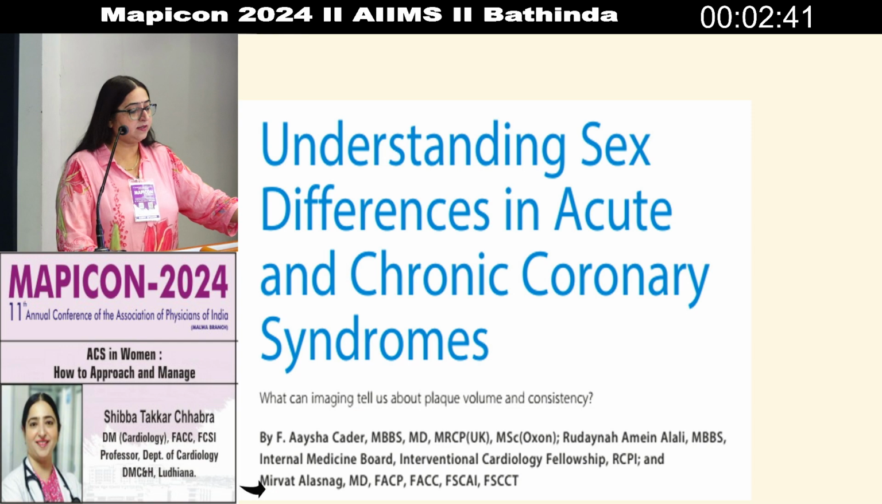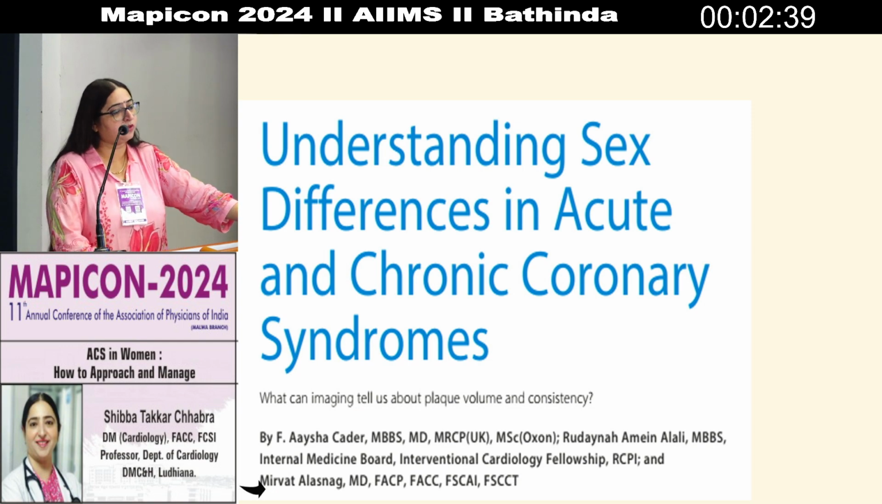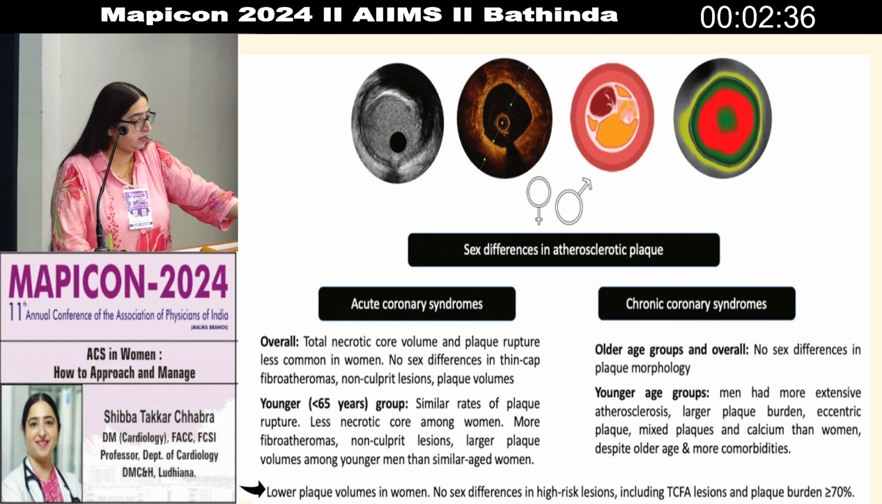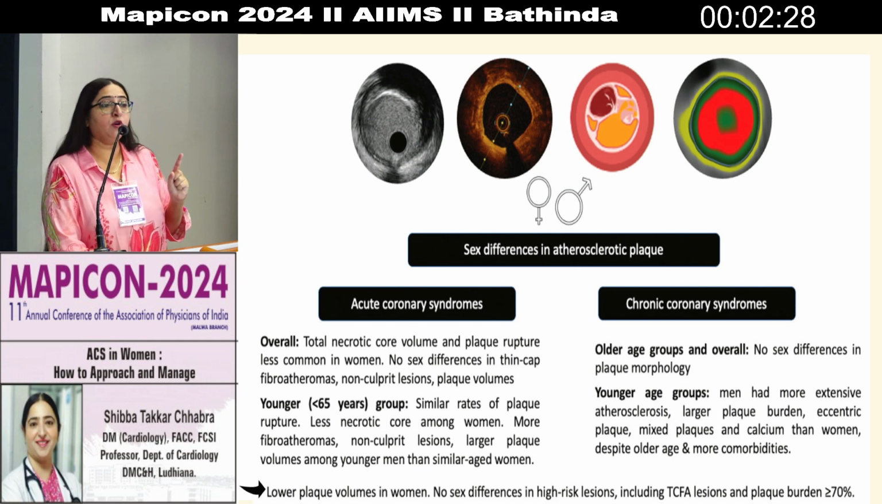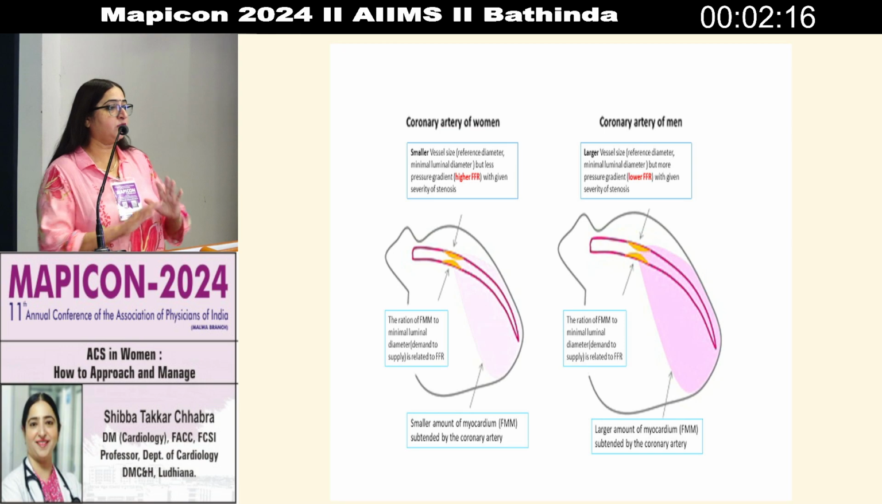So understanding sex differences in acute as well as chronic syndromes is very important. In acute coronary syndromes, we just mentioned that the plaque volume is lesser. There is more plaque erosion and less plaque rupture seen in women. However, in high-risk lesions, the thin cap fibroatheroma is equally prevalent in men as well as women. So this is how it looks.